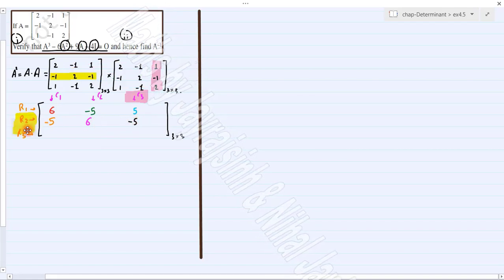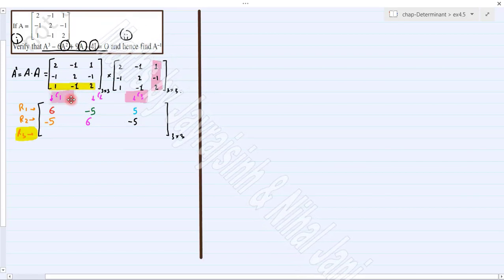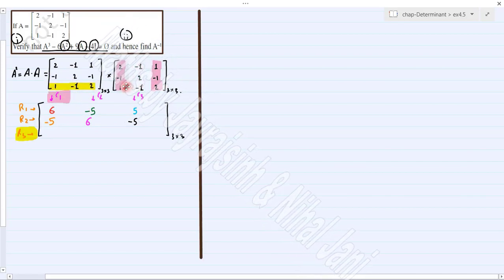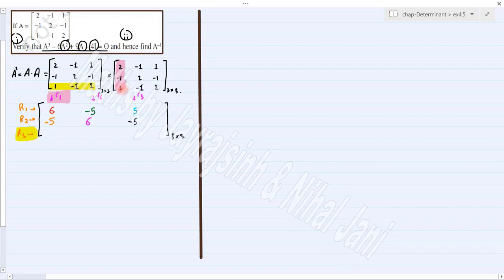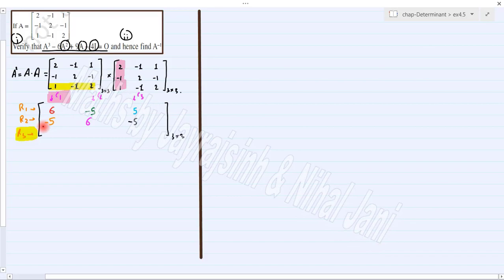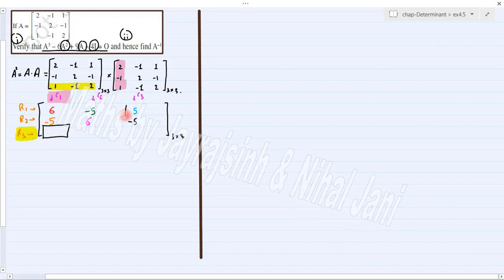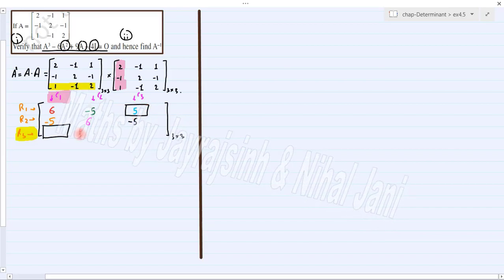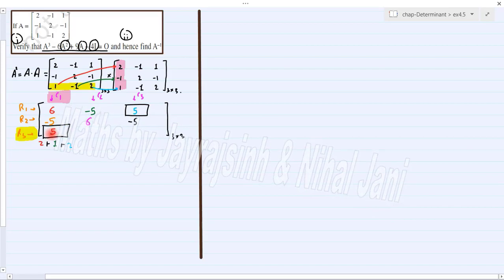Now let's try to get element of last row, which is your third row. Its first element is in first column. Now you should notice that matrix A is symmetric matrix. That means A square will also be symmetric matrix. So element A31 should be equal to element A13. So if we multiply corresponding terms, we will get 5 as we predicted.